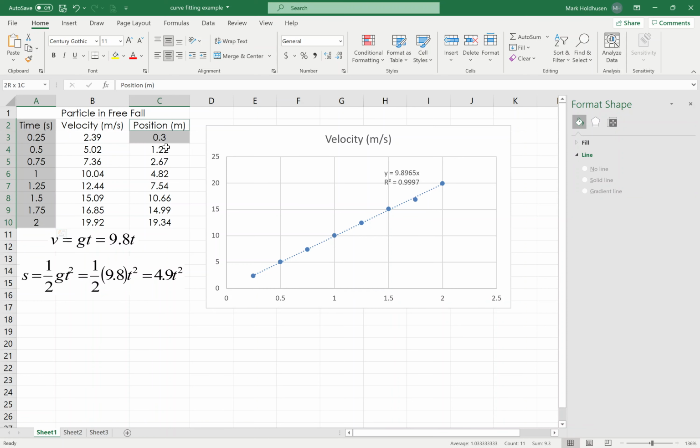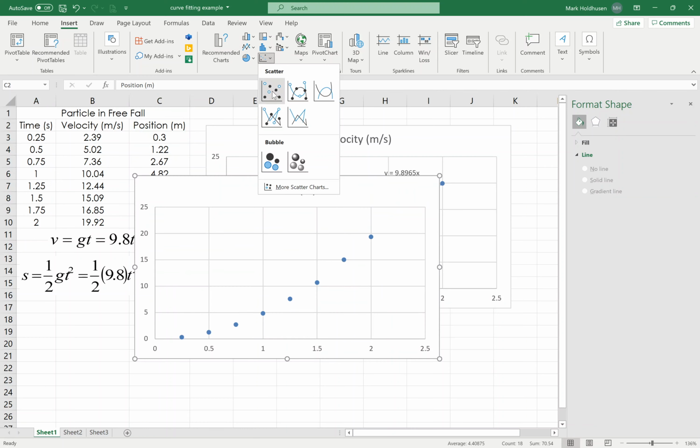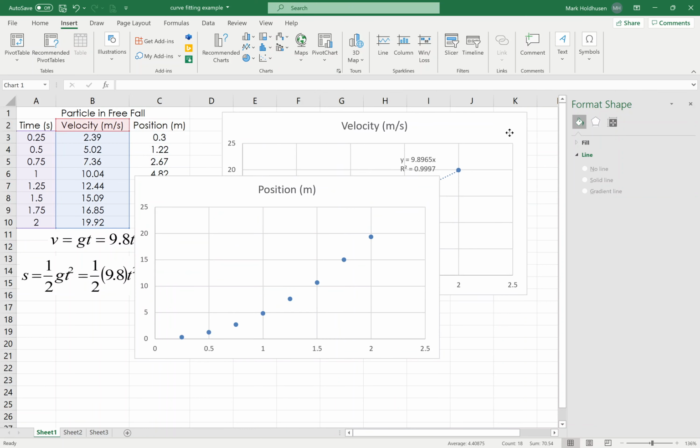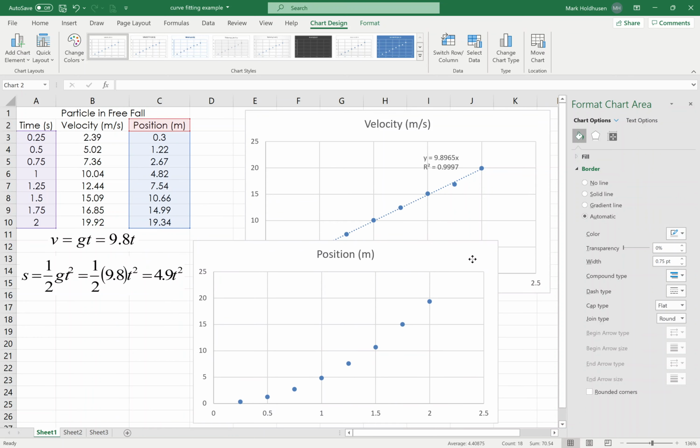I'm hitting the control key, going to highlight these two columns, and I'm going to go ahead and insert this scatter plot as well. Okay, and it puts it there. So let me just make this so you can easily see what's going on.